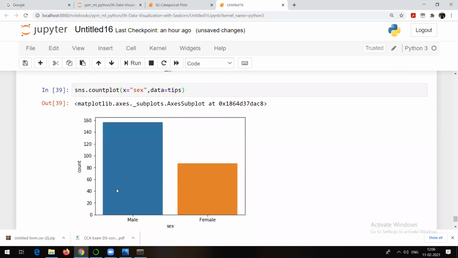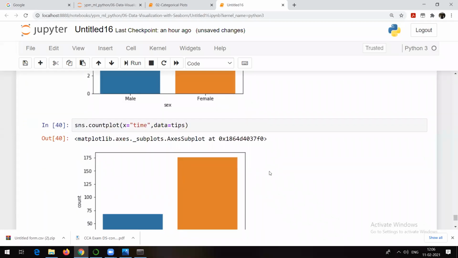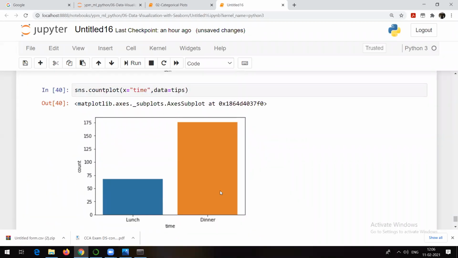Now you can see the count of people who visit the restaurant, in male and female. So the count of the males who visit the restaurant is more as compared to the count of the females who visit the restaurant, right? Suppose instead of this one, let me make this one as time, dinner or lunch. I want to see what time people prefer visiting the restaurant. So you can see people prefer visiting the restaurant at the time of dinner as compared to the time of lunch, right? Because now that is time.